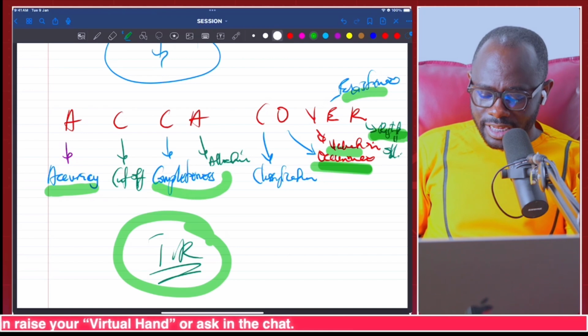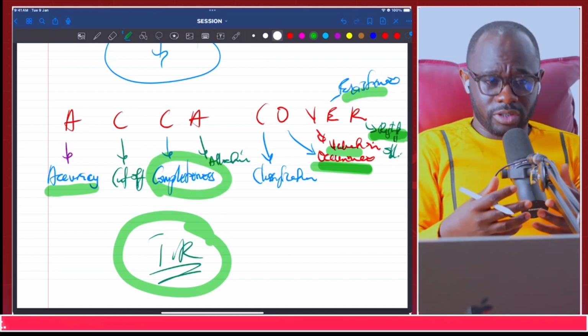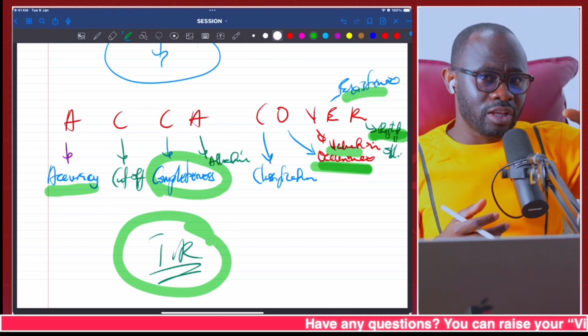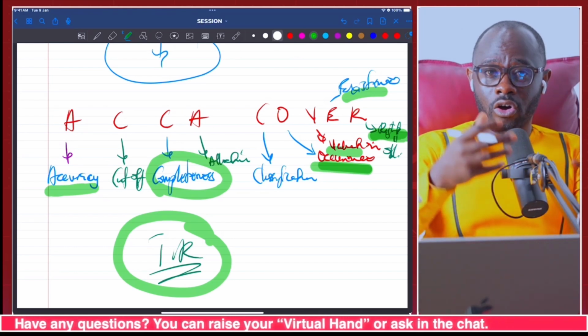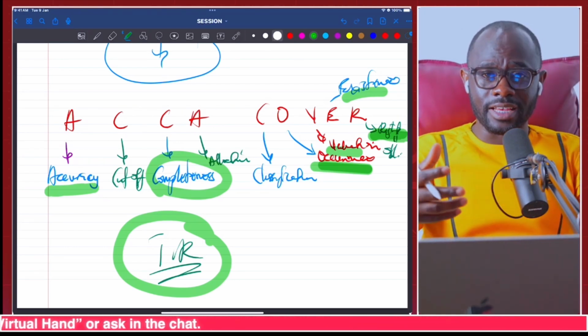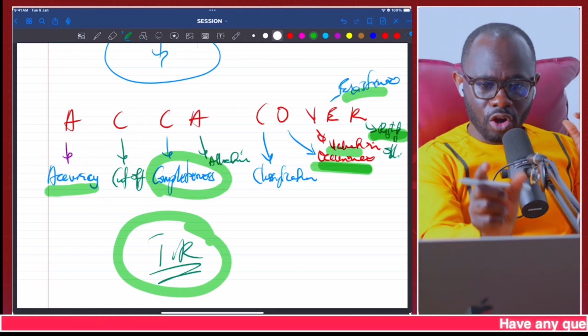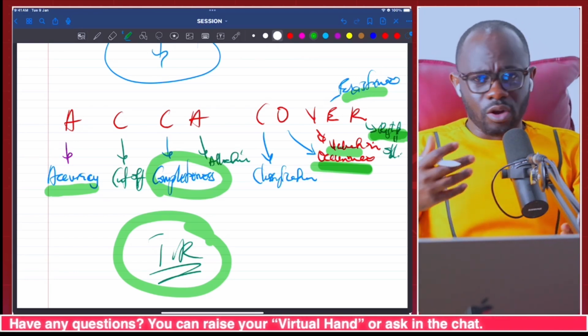Then completeness. We want to find out the list of trade receivables that we have been presented. And when we look at the trade receivables ledger control account, is that all, or does it include all the trade debtors of the entity? Is that all there is? Completeness. So this is what we are trying to talk about here.